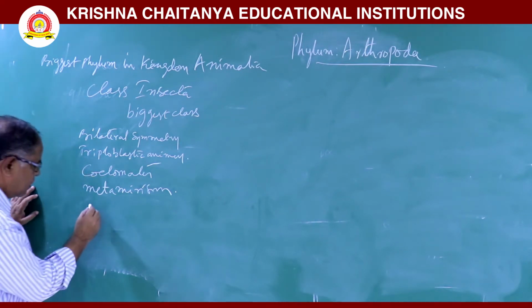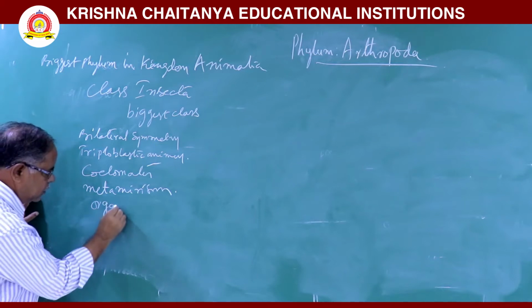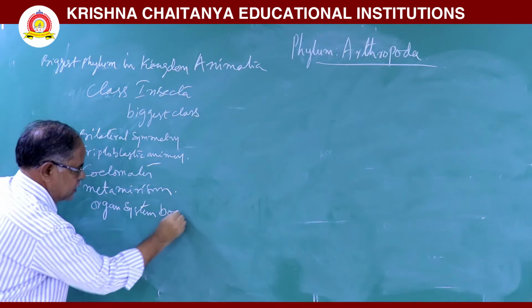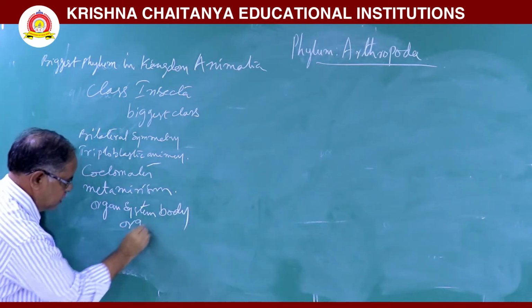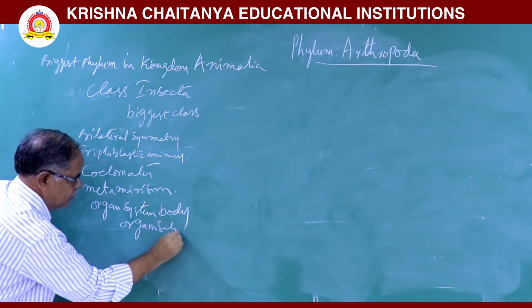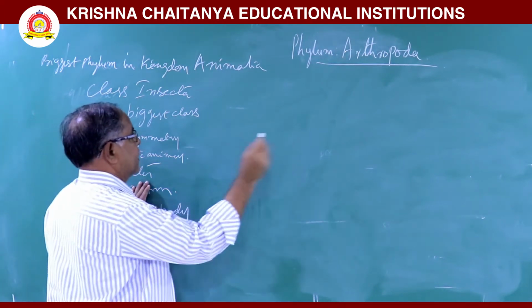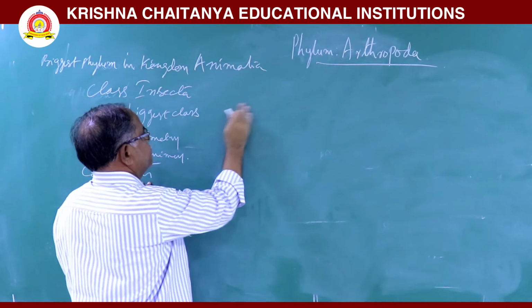They show organ system body organization. Next, in this animal, the body is covered by a chitinous cuticle.